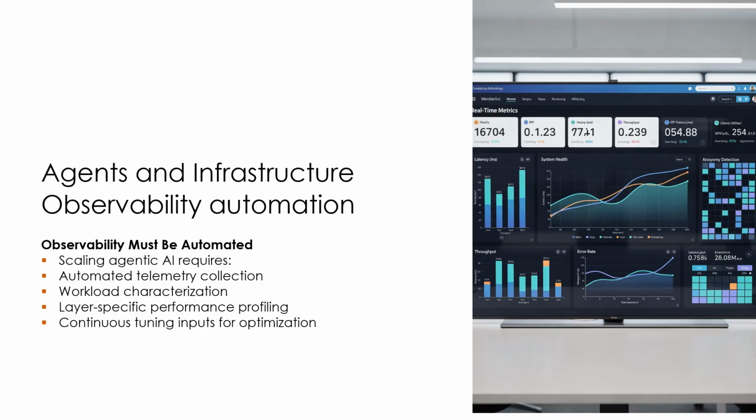First of all, observability in the complex dynamic environment should be automated. We cannot rely on humans to interpret thousands of agent traces. We need automated telemetry, data collection, workload characterization, and layer-specific profiling, performance profiling, resource utilization profiling. Observability is not optional. It is the foundation for governance.